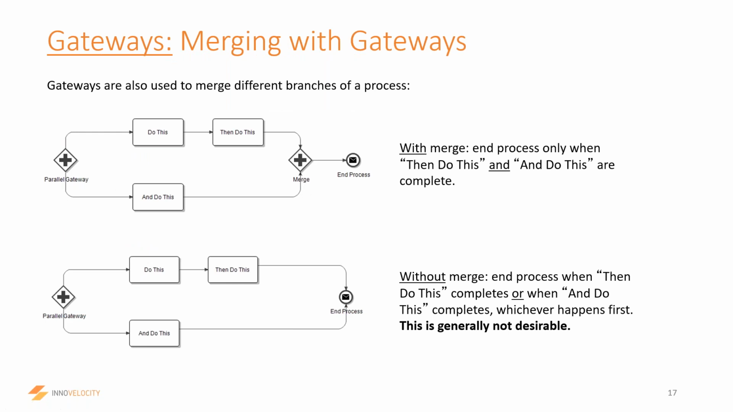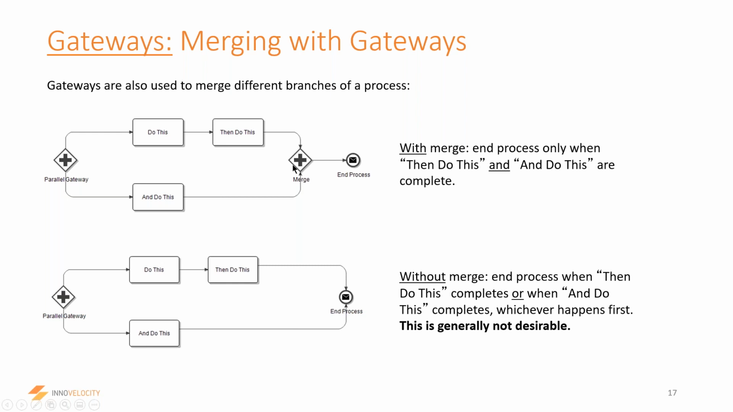Another important thing to keep in mind about gateways is merging, because this does create some interesting different behaviors depending on how you set it up. So I've got two examples here on the screen, one with a merge and one without, to show how they behave completely differently. With this top one here, you can see we have two tasks happening in parallel to start with. Do this one and then do this one. After you complete this task up here, it moves on to the next one.